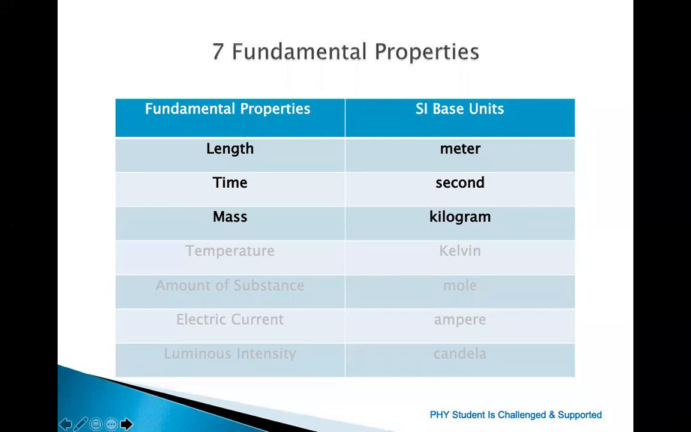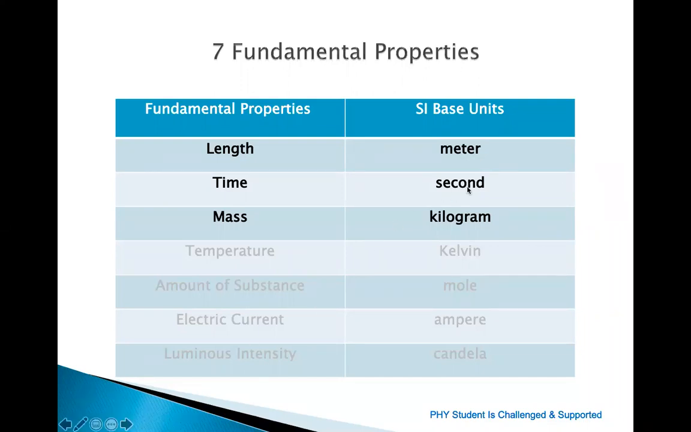Okay, so 7 fundamental properties. These are the most basic properties. All the other properties can be combinations of these properties. For example, length times length is area here. Because these are the fundamental properties, we actually measure them in what are called international base units. So these are the most basic units, and that's the unit system we use in all physics calculations here in this course.